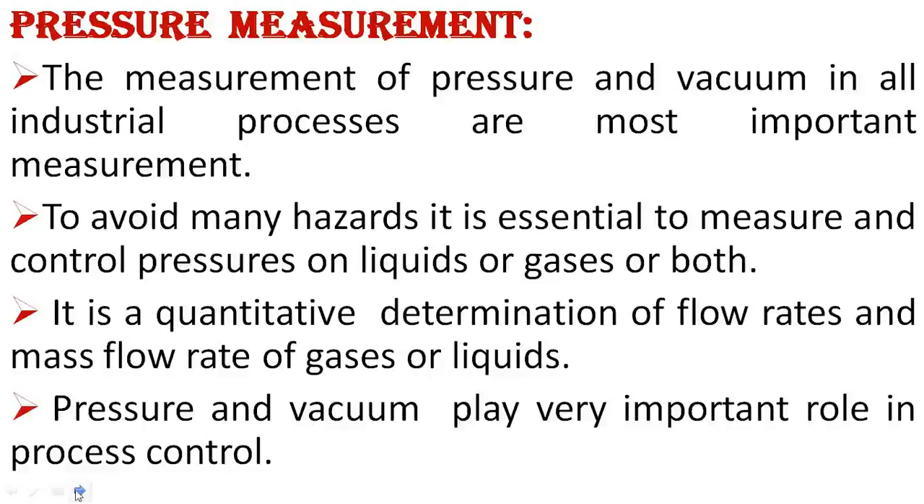So what is pressure? The measurement of pressure and vacuum in all industrial processes is most important. To avoid many hazards, it is essential to measure and control pressure on liquids or gases or both. It is a quantitative determination of flow rates and mass flow rate of gases or liquids. Pressure and vacuum play a very important role in a process control system. That is why these two terms, pressure and vacuum, are very important in a measurement system.